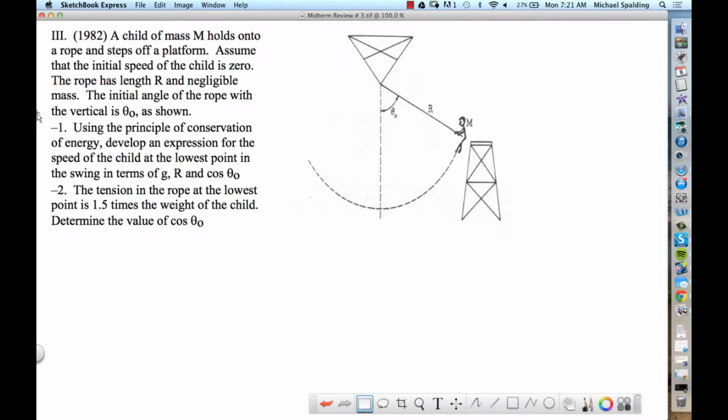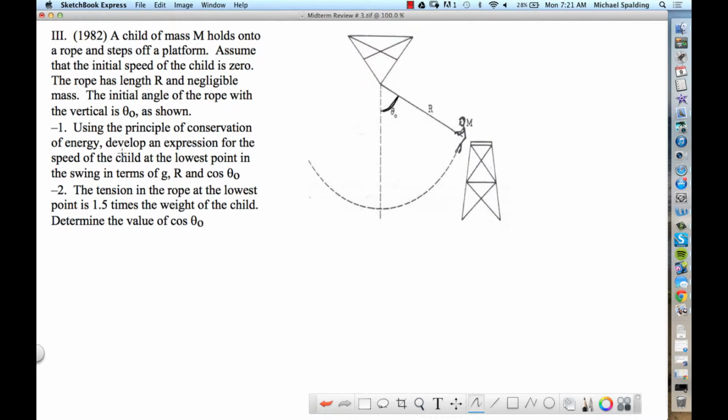All right, midterm review problem number 3. We've got this kid who steps off this tower and swings on a rope of length r. The initial angle with the vertical is theta. What else do we have? Mass m.